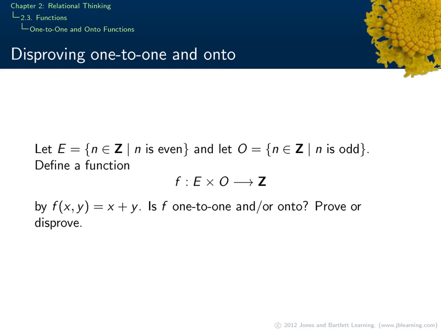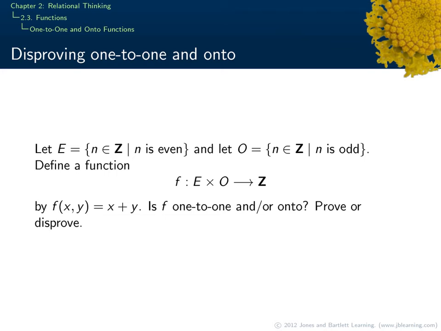Not every function on Earth is one-to-one and onto. So what do you do when you're presented with a function that's not one-to-one or not onto? How do you verify that? We're going to see how you might go about that in this particular example. We have our set capital E of even integers and our set capital O of odd integers. We're going to define a function from the Cartesian product E cross O into the integers given by f of x comma y equals x plus y.